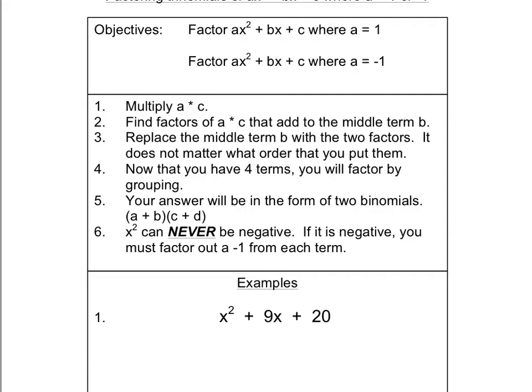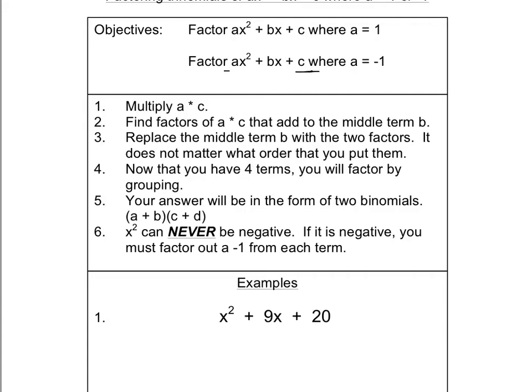First thing we want to do is take the a term and the c term and multiply them together. So we want to take the two outside terms, the a and the c, the first term here and the third term, and multiply those together. Then we're going to take what we get when we multiply those and figure out two things that will add up to be the middle term b.